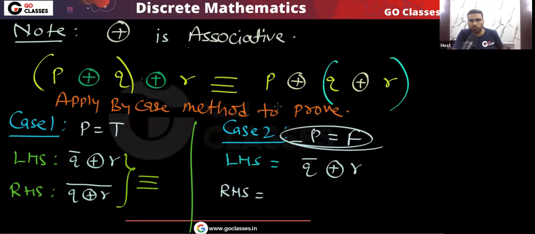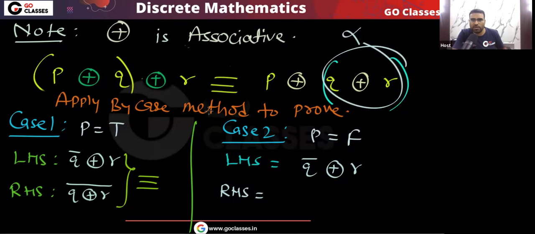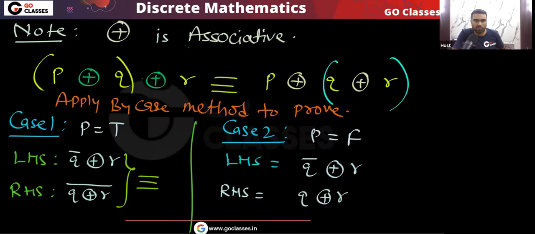If you put P equal to false, let's call it alpha, it will be alpha as it is. It will be Q XOR R. So if you put P equal to false, here you will get Q XOR R. This also will be Q XOR R. And they are the same. Yes or no? Is this clear to everyone?